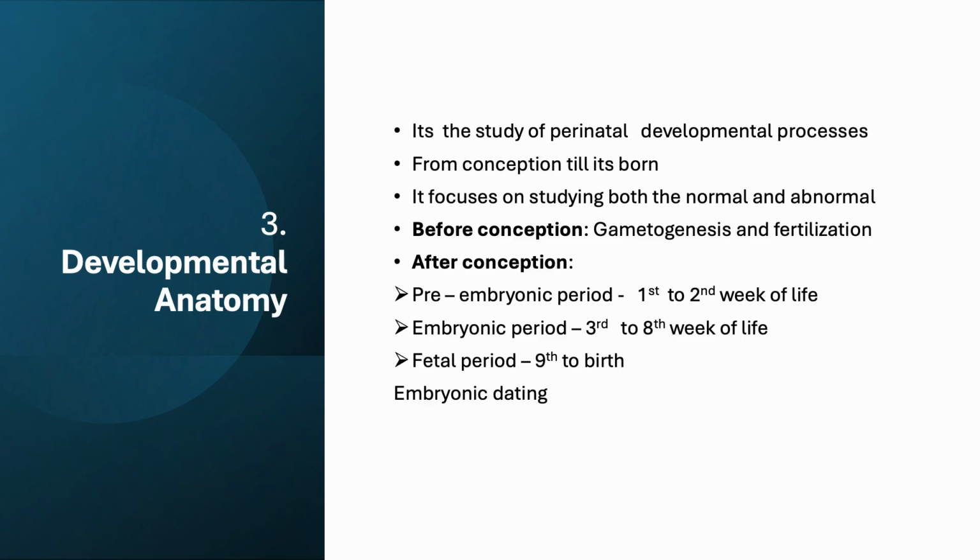Developmental anatomy is the study of prenatal development processes from conception till birth. It focuses mostly on studying the normal and abnormal. Before conception, we have gametogenesis and fertilization. After conception, we have the pre-embryonic period, from week 1 to 2, the embryonic period, weeks 3 to 8, then the fetal period, from week 9 till birth.